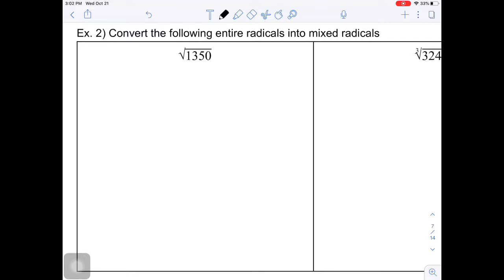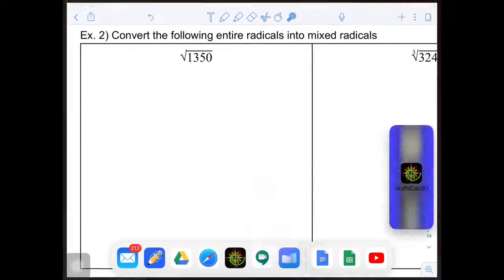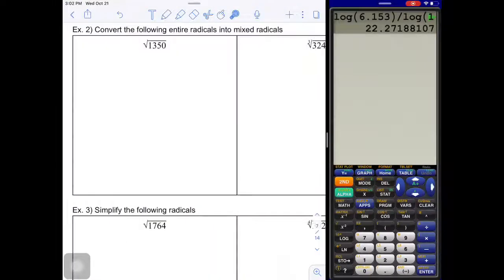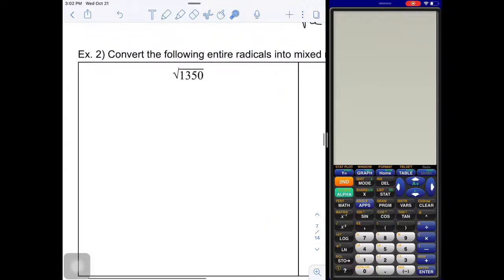So here we have the square root of 1,350. What we're going to do is try and find a perfect square in this. I'm going to open up my calculator before I move forward. Let's clear that. I'm going to prime factorize it like we normally do. I can divide this by 50.